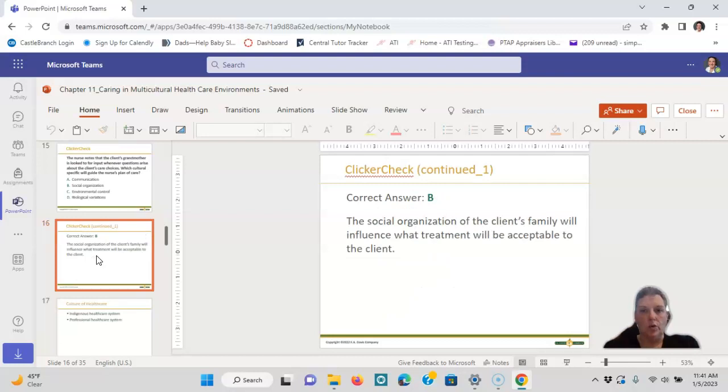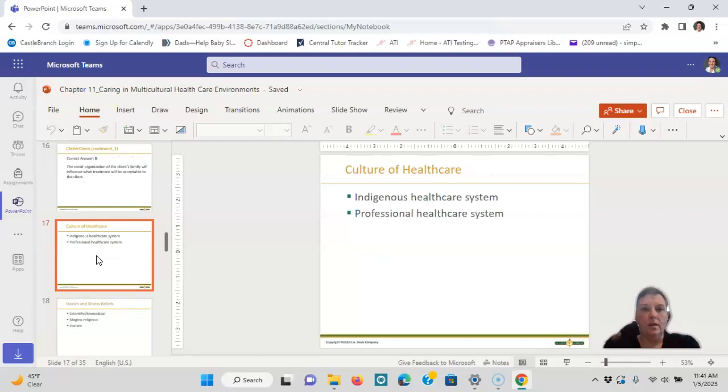So that's a social organization. That's an influence on that culture that the grandmother or the oldest female is the decision maker in the family. So that social organization of the family will influence treatment and what's acceptable or unacceptable to do to that patient. Indigenous healthcare systems, like I'm saying, the Native American healthcare system is much, much different. Professional healthcare system.